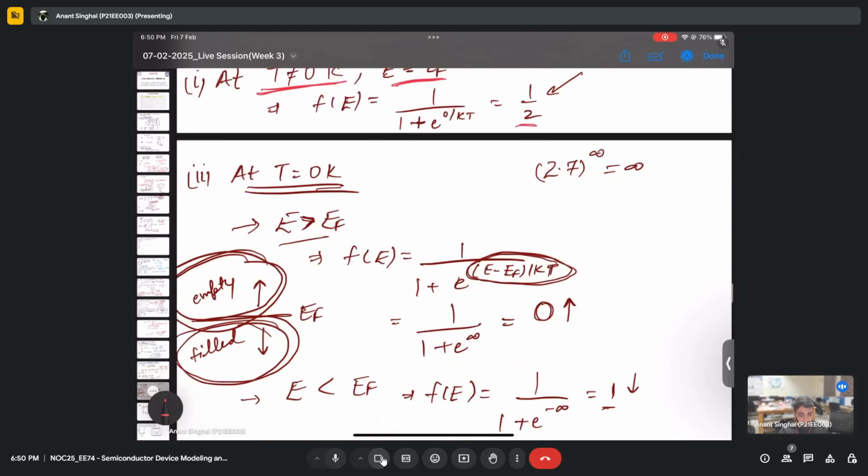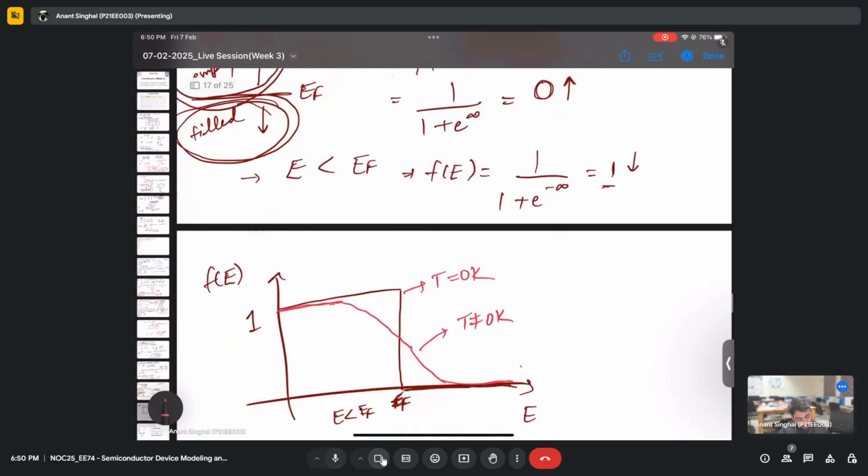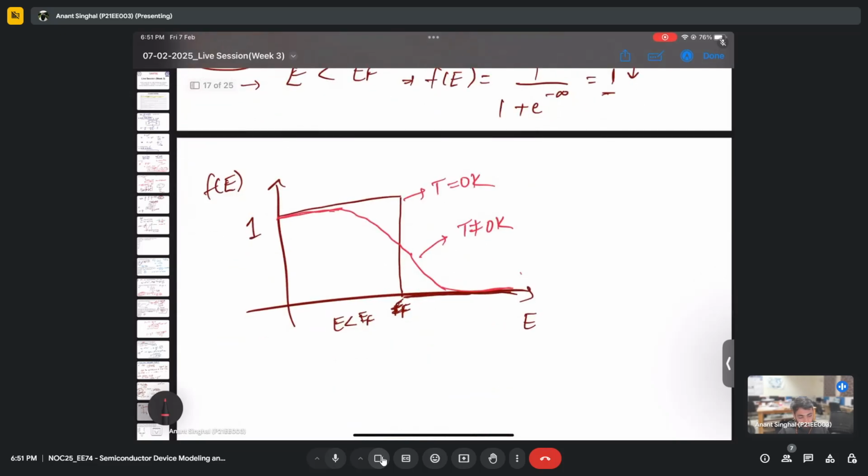And further, the probability that an electron occupies a state at an energy level is Fe. Hence the probability of a hole occupying that state is 1 minus Fe. This is just to summarize. Make sense? Any doubts in this?